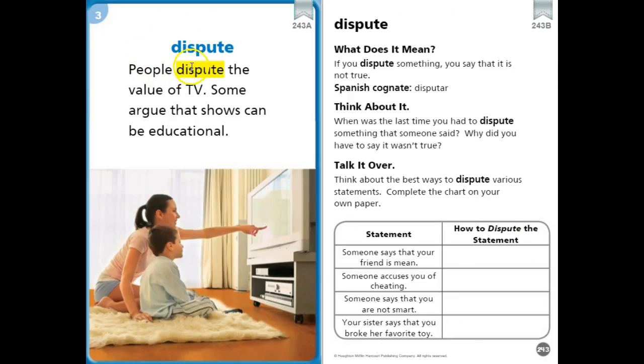Dispute. People dispute the value of TV. Some argue that shows can be educational. If you dispute something, you say that it is not true. When was the last time you had to dispute something that someone said, and why did you have to say it wasn't true? Think about the best ways to dispute the various statements in the chart below. Discuss your answers with your learning adult.